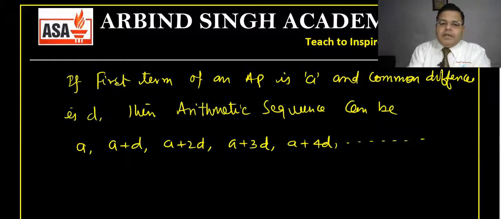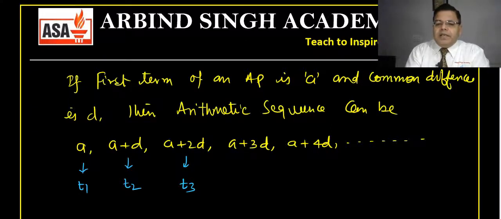This one is nothing else but the first term. This one is the second term. This one is the third term. Since D is the difference, second term minus first term is D. Third term minus second term is also D. Fourth term minus third term is also D, and fifth term minus fourth term is also D. So you can analyze here that D is the difference. It means if we add D to each term, we get the successive terms. Successive terms can be obtained by adding D only.